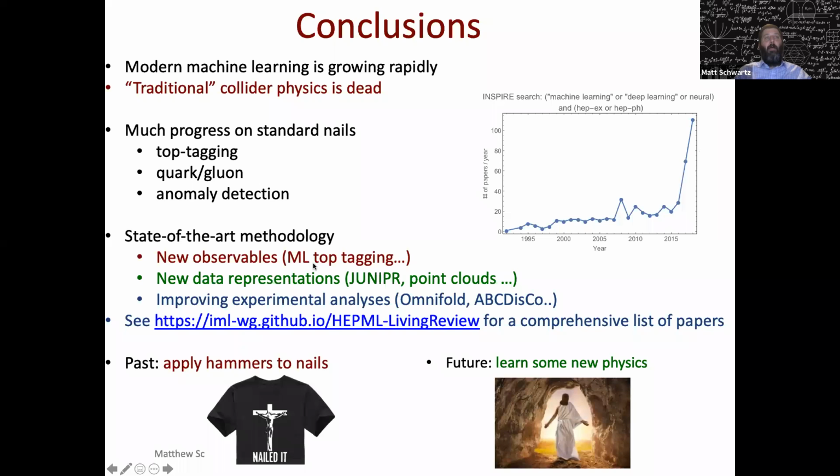I think the way I see the future of this, the past has sort of been this hammers and nails approach: just take some CS technique and apply it to problems in particle physics. I think the future is really going to be learning physics directly from these methods. And I'm really excited to see how we can close the loop and go back to understanding the physics rather than just using discrimination. I wanted to call attention to this review.